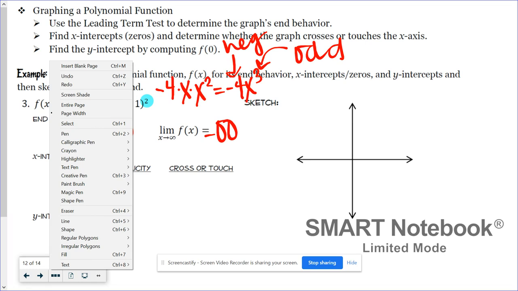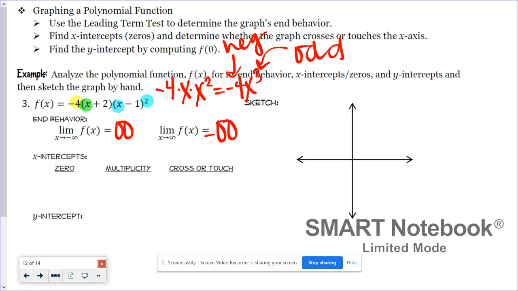For my x-intercepts, this is where I use the zero product property on my x factors. One of my x factors is x plus 2. This x factor tells me I have a zero at negative 2. The multiplicity of that factor is 1, and since 1 is odd, it's going to cross the x-axis.